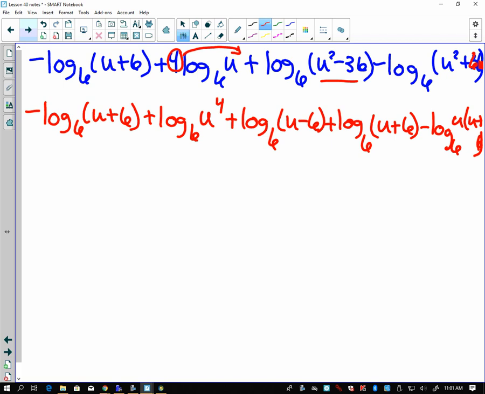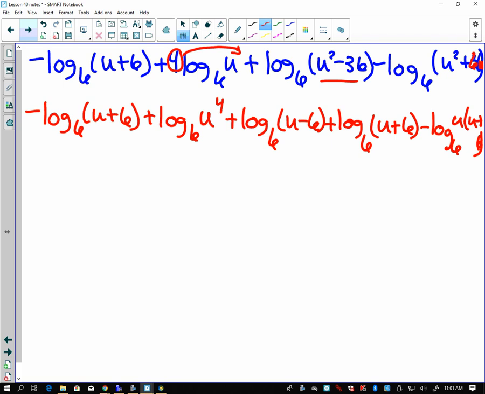Okay? Are you with me so far, though? We get some of these steps? Okay? All we've done so far is move the 4 as an exponent, split u squared minus 36 into u minus 6 times u plus 6, and factored out a u from u squared plus 6u. That's all we've done. Okay? So far, nothing terribly confusing. Okay? At least I don't think so.